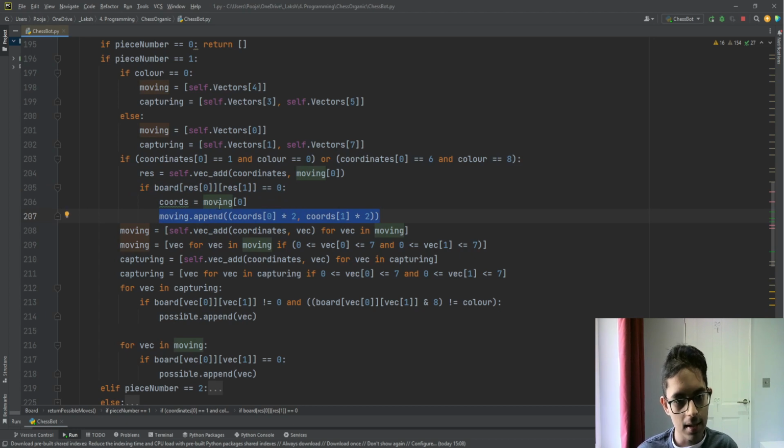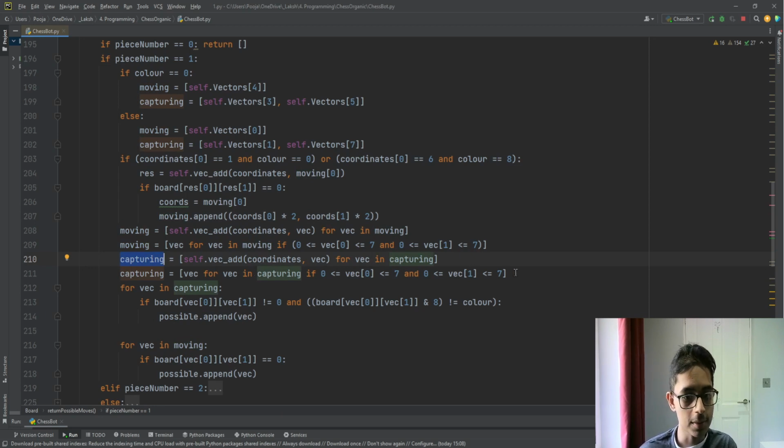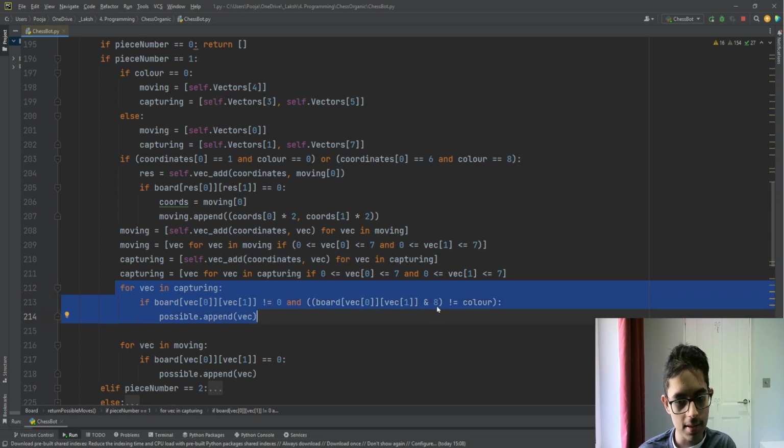Now one more thing is the pawn's the only piece which has a different moving and capturing sequence. So this is for the moving sequence, but then we also have a rule for the capturing sequence. With the capturing sequence, we need to determine whether that particular piece is of the opposite color. So for the capturing vector, we determine whether its color is not equal to the original color. Okay? So that's how we do the capturing sequence, and that's how we do the moving sequence.